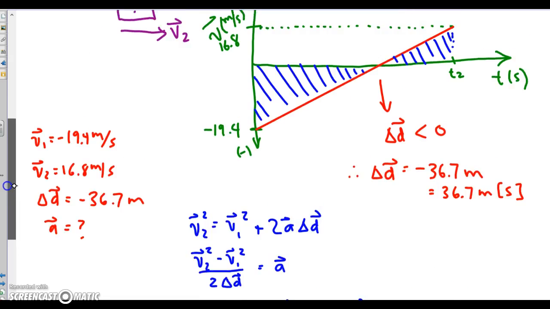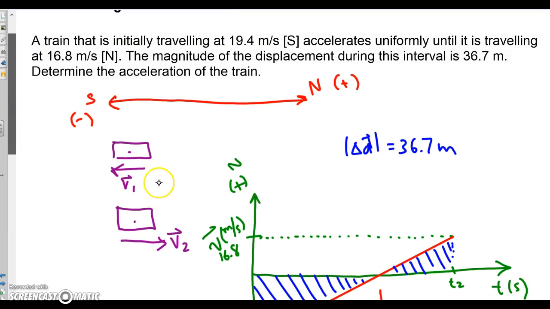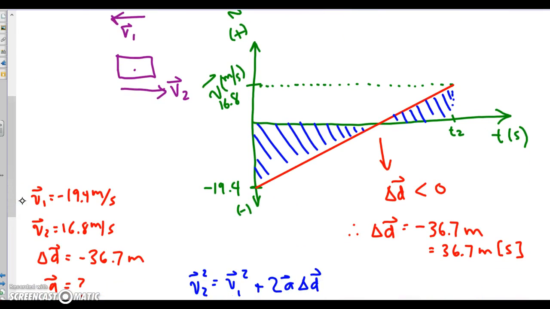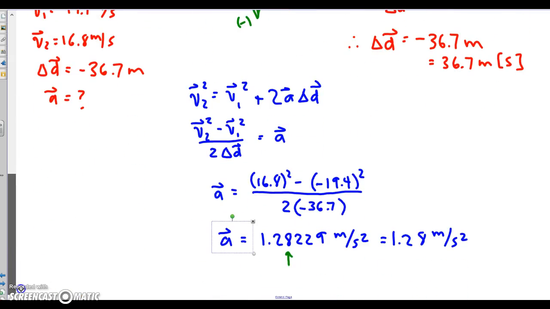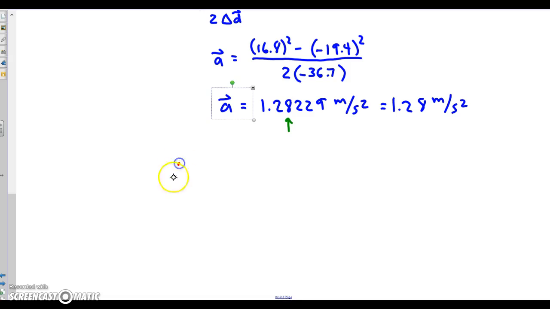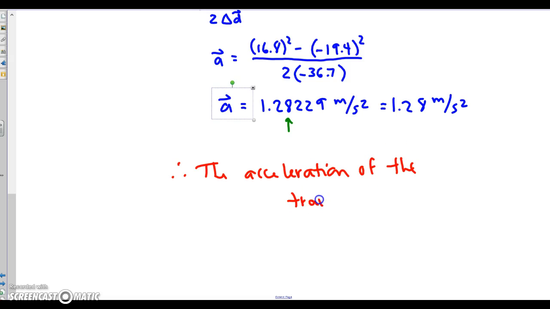If I look back to my original question, I can ask myself, does it make sense that the car is accelerating in the northward direction? Yes, because originally it was going south, it slowed down, it stopped, and then it started going northward and accelerating northward. If I look at my velocity time graph, does it make sense that the acceleration is positive? Yes, because the slope of that line is positive. So that's a good double check. So now I'll go to my final statement. Therefore, the acceleration of the train was 1.28 meters per second squared north.